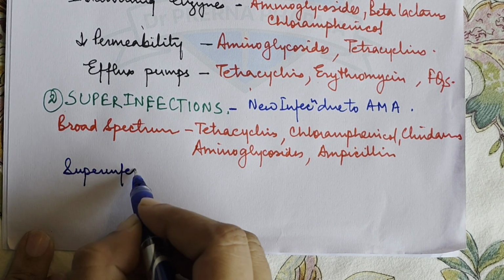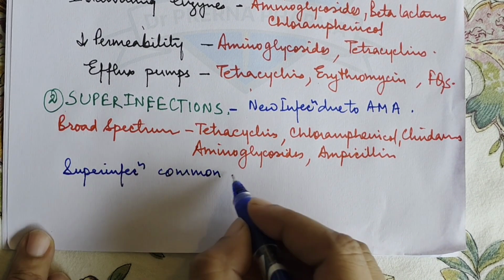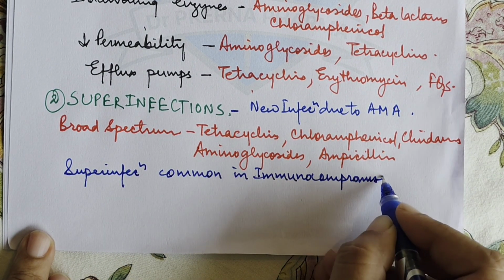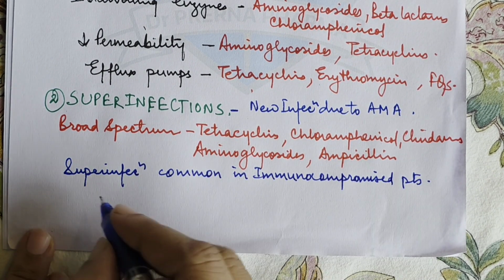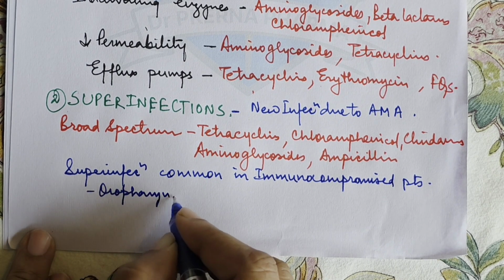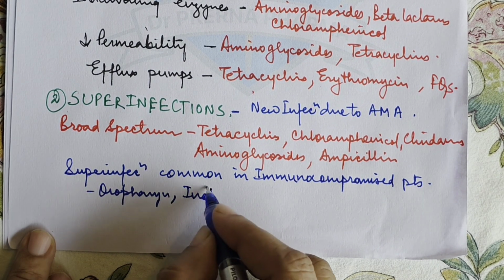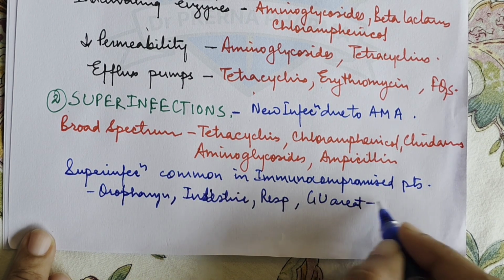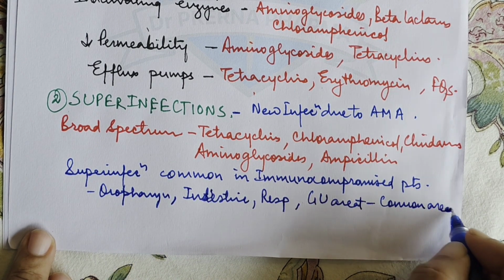Superinfections are very common. First of all, they don't happen in everyone. They are common in immunocompromised patients, right? The common places are oropharynx, intestine, respiratory route, genitourinary route. These are common areas for development of new infections.